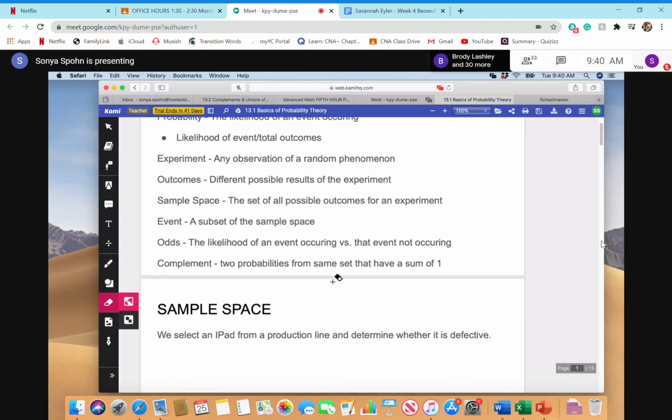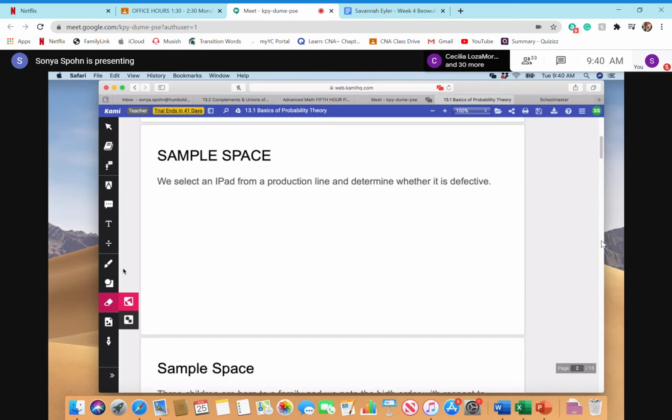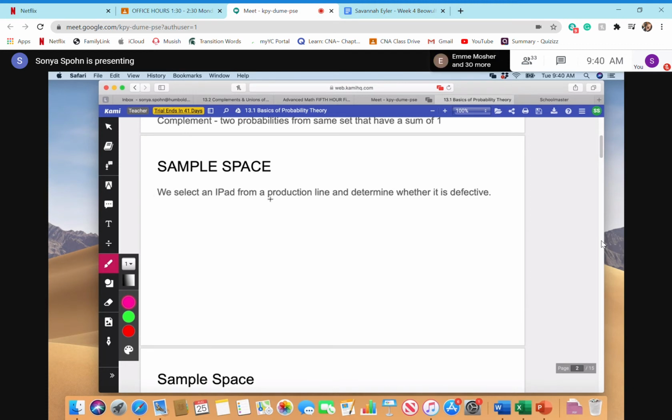So let's talk about our first term that we have to know. On a test or homework, it'll say, what is the sample space? So this one, if they say that we select an iPad from a production line and determine whether it is defective, we have a sample space. Like, what could possibly happen if we pick an iPad from a production line and we're going to test if it's defective? Well, the only 2 options, when we do sample space, we put this bracket-like thing.